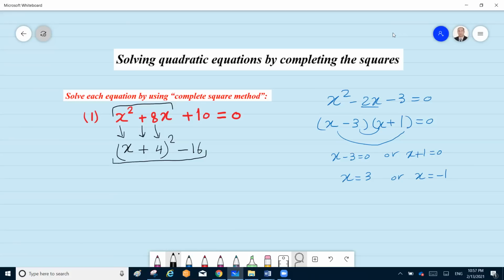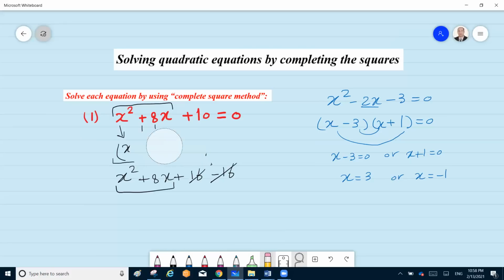Let me check with you this time. x squared plus 2 times 4 times x is 8x, plus 4 squared is 16. And the minus 16 here, 16 minus 16 will be 0. The expression comes again to the original value, x squared plus 8x. So this is the method. I will rewrite it again for you.